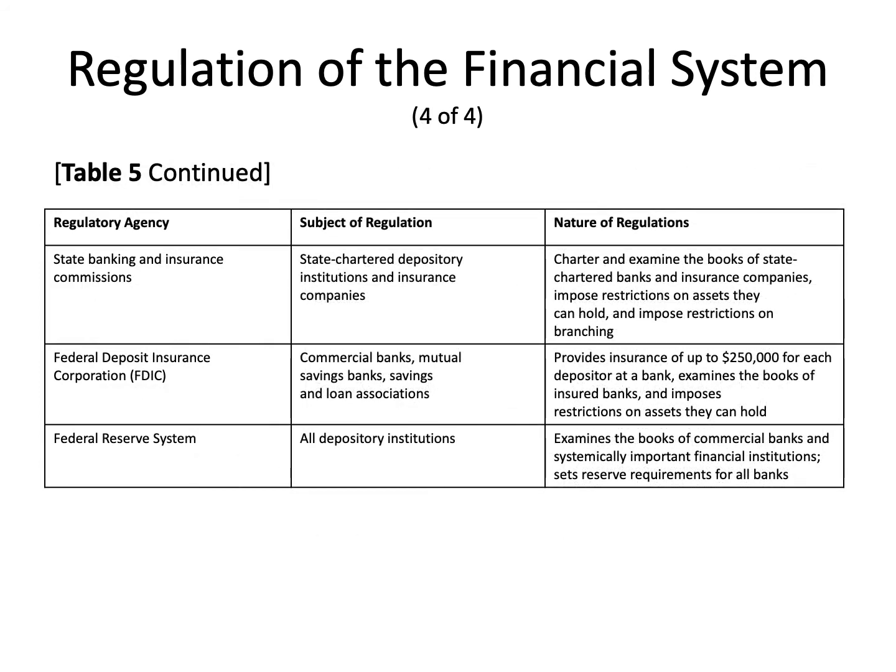State Bank and Insurance Commissions, Federal Deposit Insurance Corporation, which provides insurance for up to $250,000 for each depositor of a bank, and looks obviously at the books and financial solvency of banks. And of course the Federal Reserve System itself, which looks at all depository institutions.